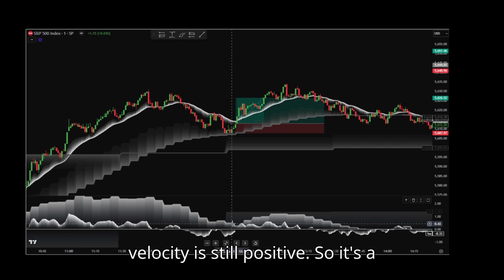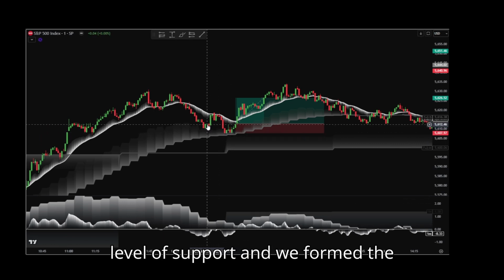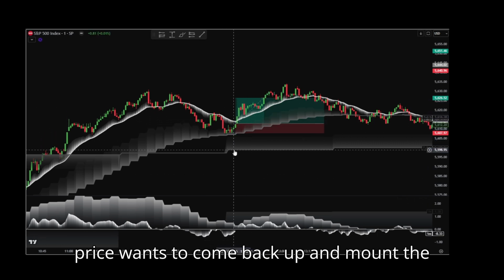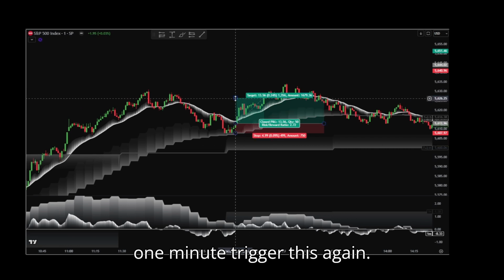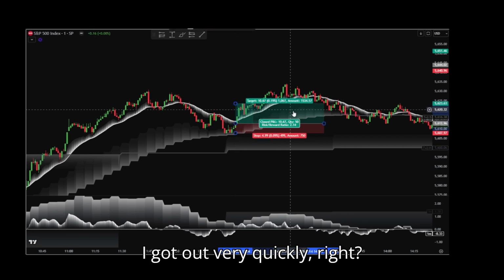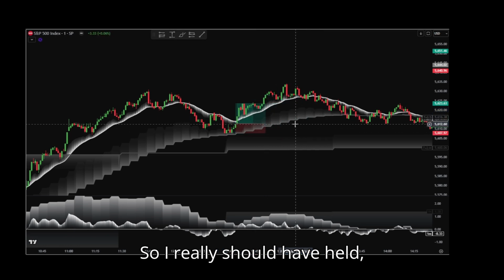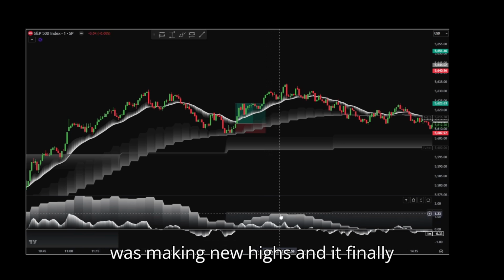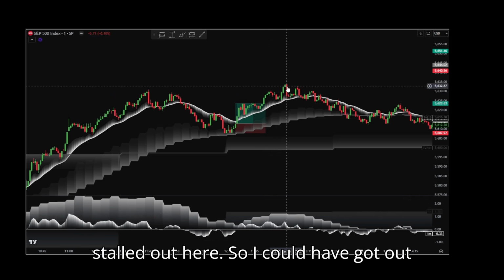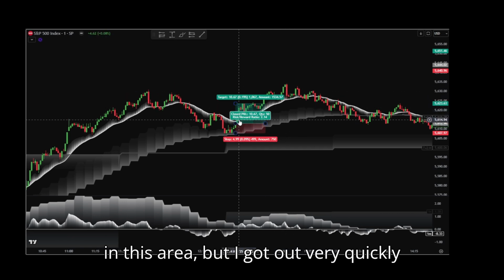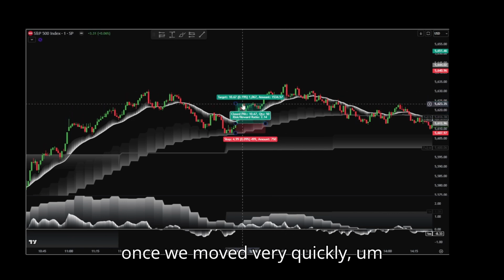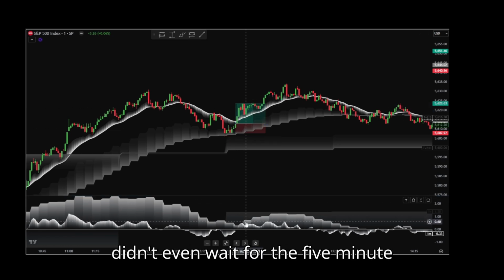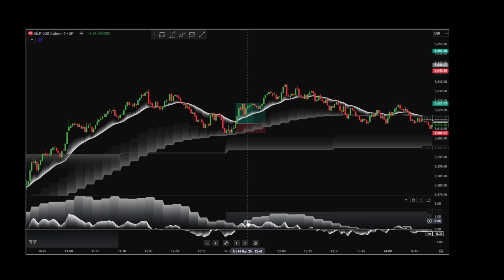While 5 minute velocity is still positive, so it's a level of support. And we formed the 1 minute divergence, suggesting that price wants to come back up and mount the 1 minute trigger. This again, I got out very quickly, right? I really should have held, especially because 5 minute velocity was making new highs and it finally stalled out here, so I could have gone out in this area, but I got out very quickly once we moved. I believe this candle here, right?